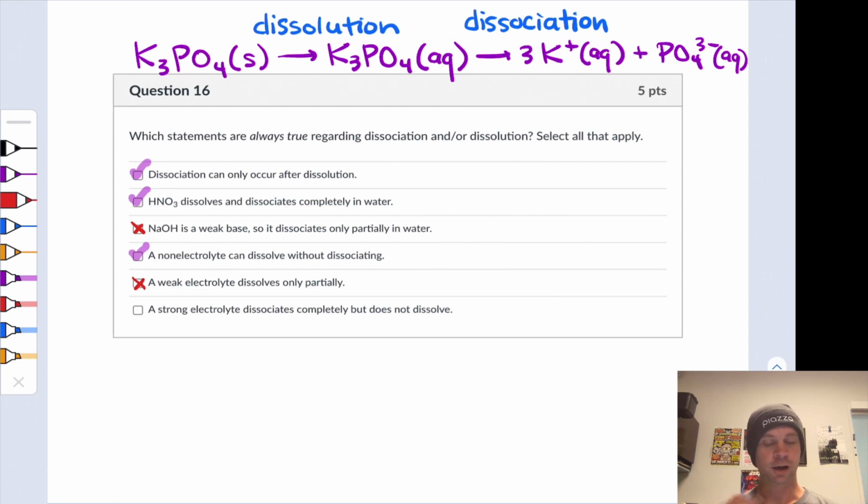And finally, a strong electrolyte dissociates completely but does not dissolve. Now, this is also false, given what we said in the first statement, right? Dissociation can only occur after dissolution. So for a strong electrolyte to dissociate completely, which strong electrolytes do, they have to dissolve completely as well. So that one's going to be false as well.